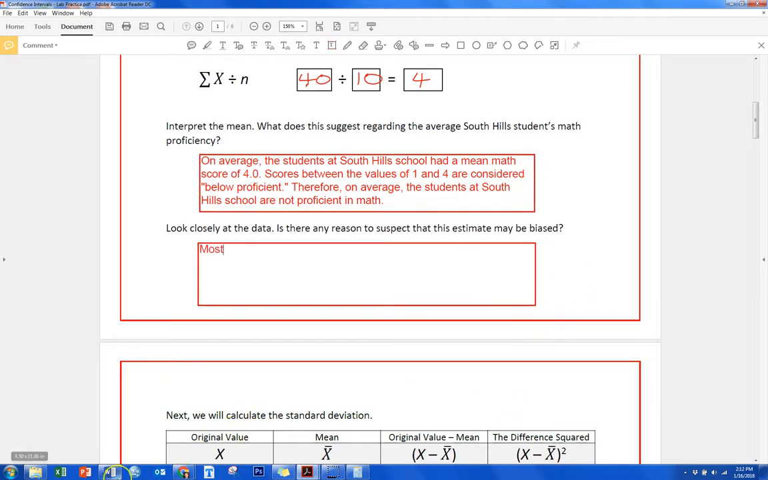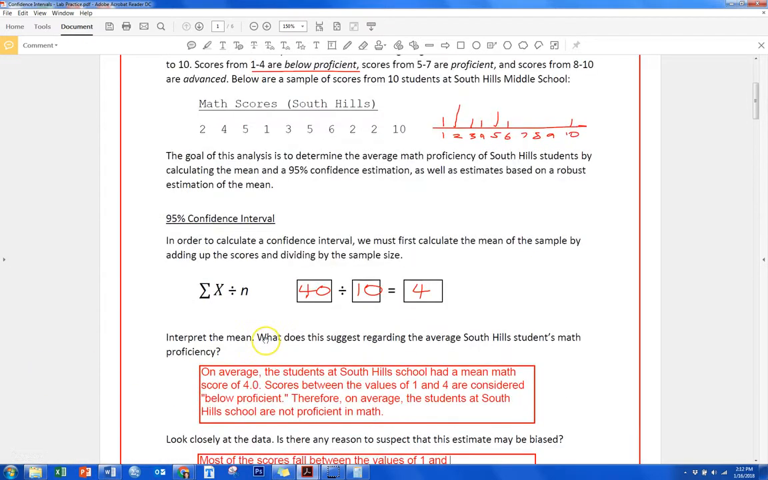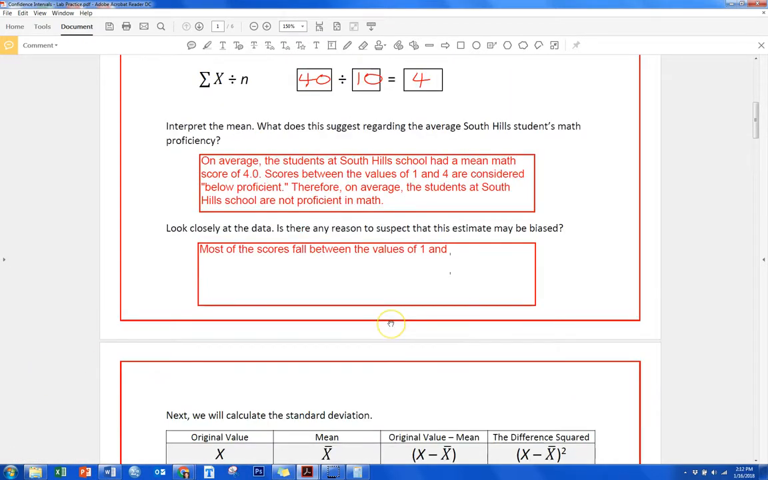So most of the scores fall between the values of 1 and, how high did it go before it got to 10? 6, right? 1 and 6. So most students were below proficient or proficient.